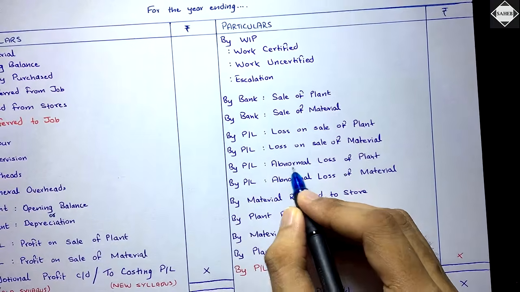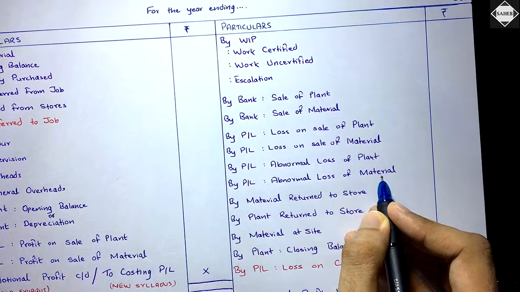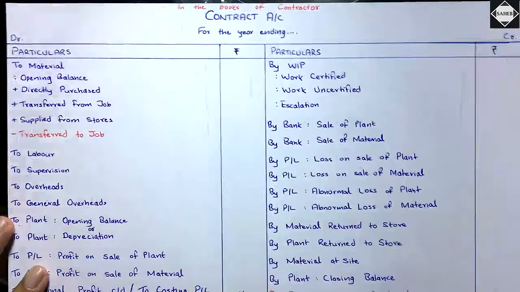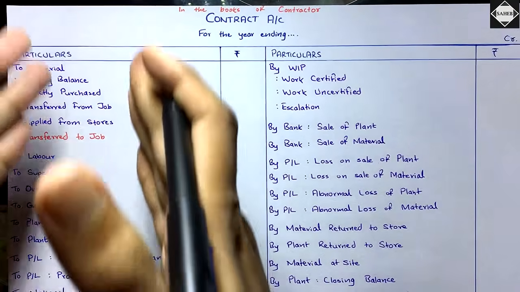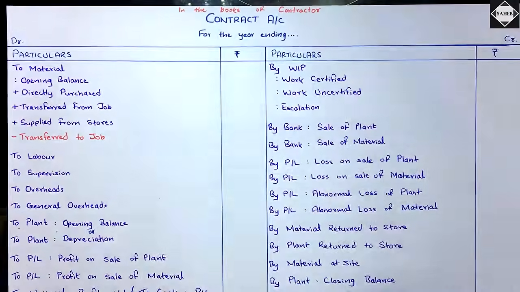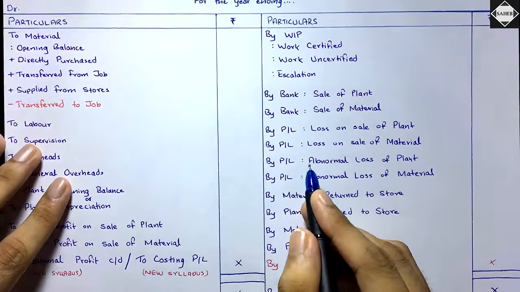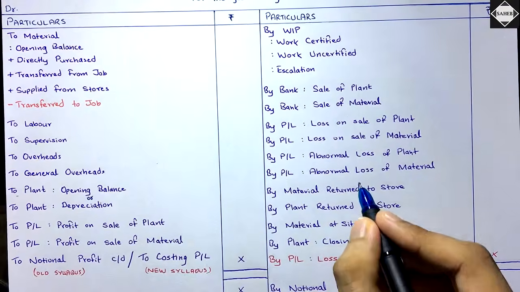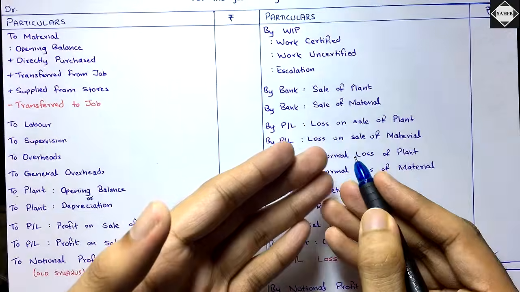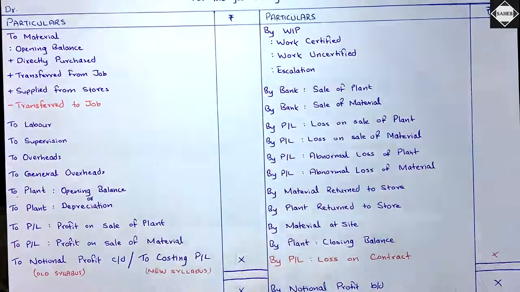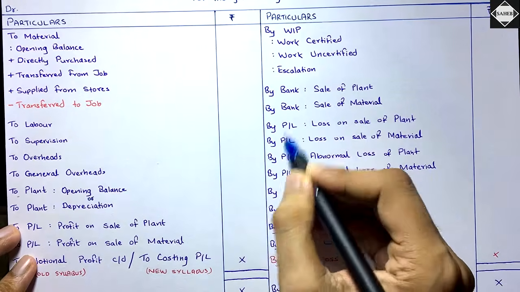So you have to take it over here. By profit and loss, abnormal loss of plant, by profit and loss, abnormal loss of material. What did I tell you? The basic technique of preparing the contract account, the basic logic is whatever you have put into the contract goes on the debit side, and whatever has gone out of the contract goes on the credit side. So here, think properly. Yes, it is a loss and I'm taking it over here. Why am I taking the loss over here? You just told us income and closing stocks will come over here.